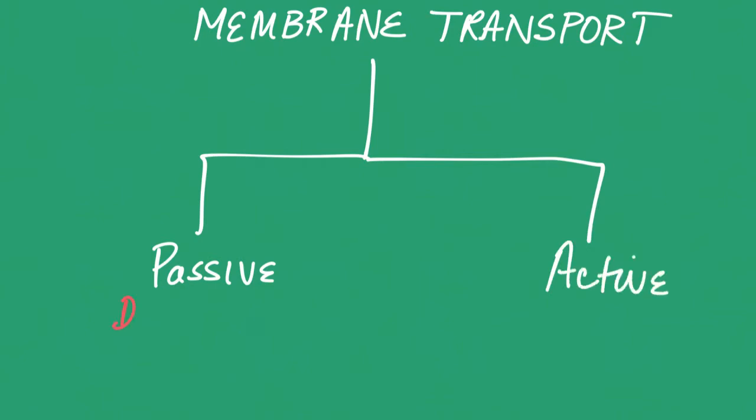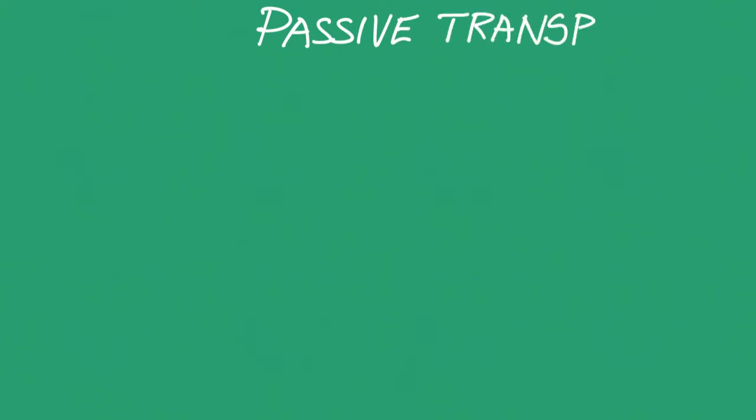Passive transport does not use ATP. Active transport uses ATP. Passive transport is mostly the movement of molecules down the gradient, which means they move from a region of high concentration to a region of low concentration. So let's write that down: the gradient.